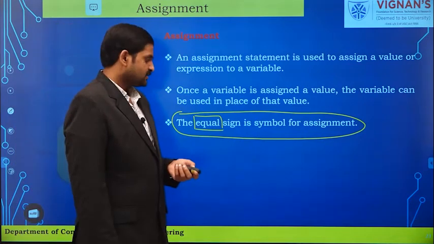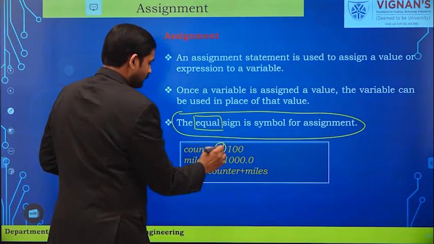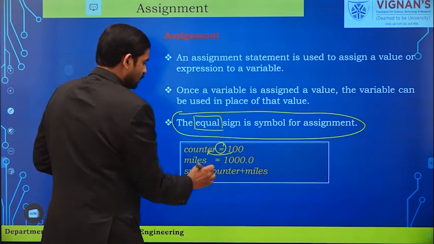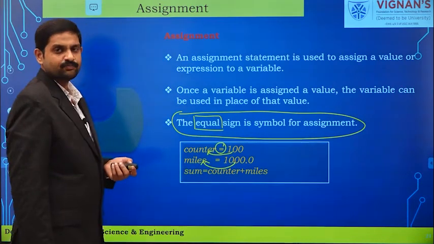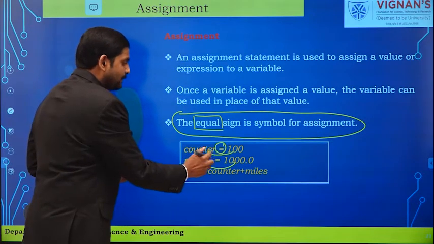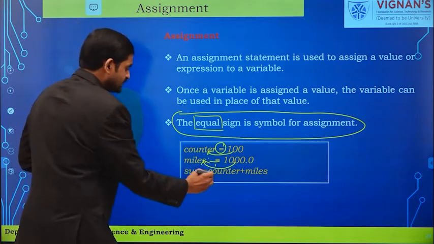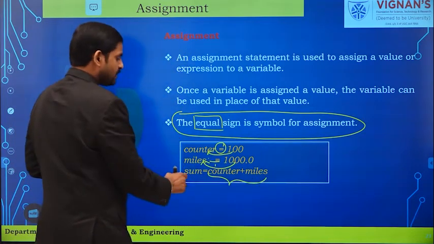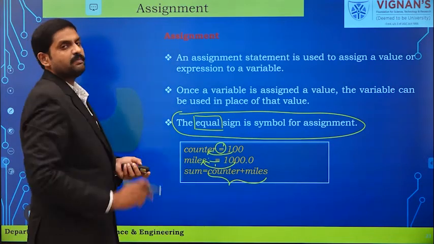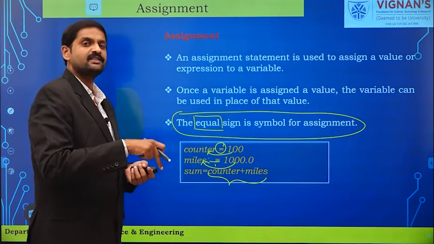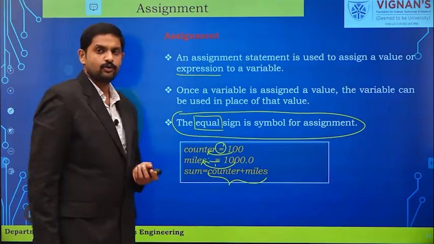See the example. This is the assignment symbol. 100 is assigned to counter. 1000.0 is assigned to miles. Those happen by the symbol equal to. This is an expression, sum equal to counter plus miles. An assignment statement is used either to assign values or an expression to a variable.